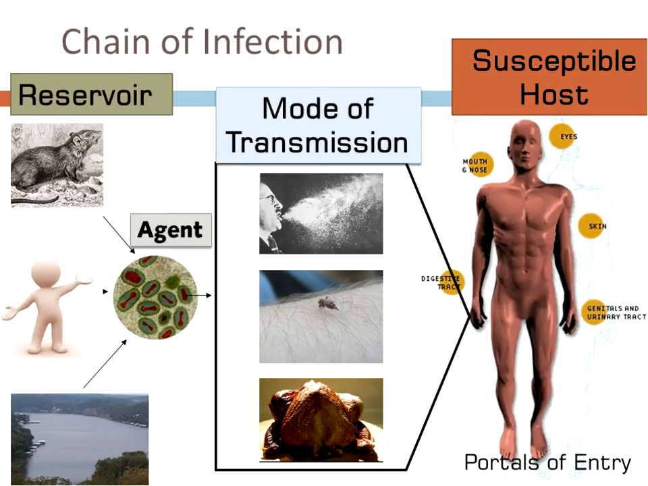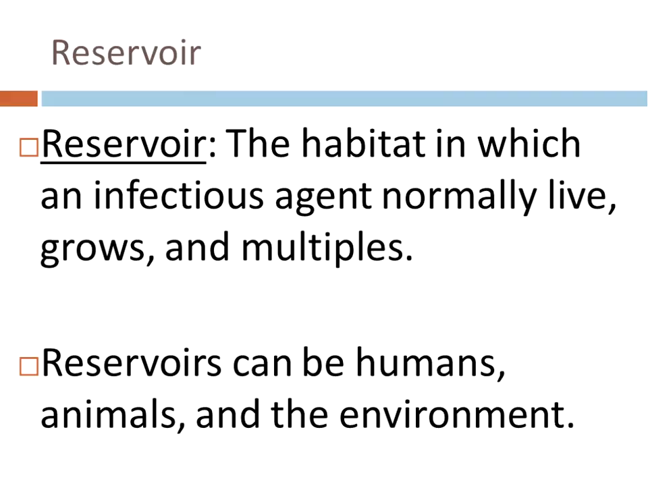So our reservoirs can be people, they can be water, animals, soil, or food. How is it transmitted to us? Through the air, through blood, through an animal biting us, through us touching it, or through us touching something and then touching our eye or our nose. And then how does it enter the body? Through the digestive tract when we eat it, through our skin, dermal exposure, through our mouth, our nose, or our eyes, or forced through the body in some kind of way.